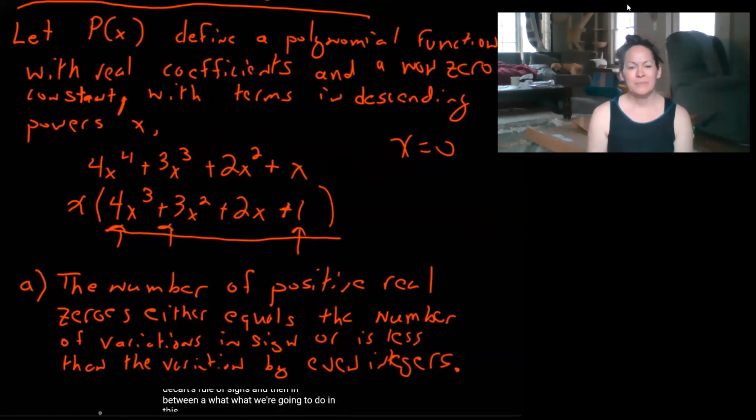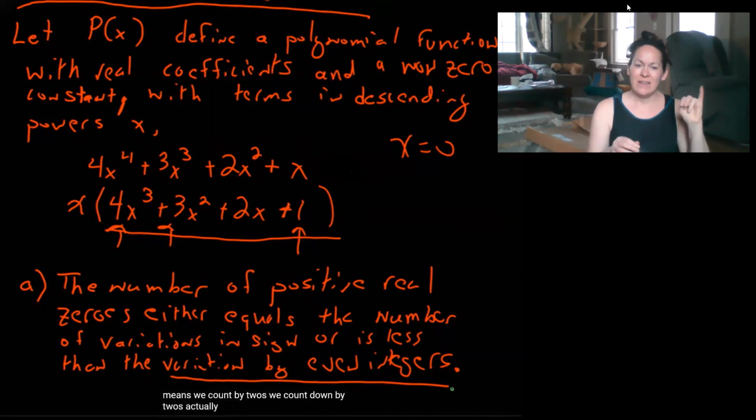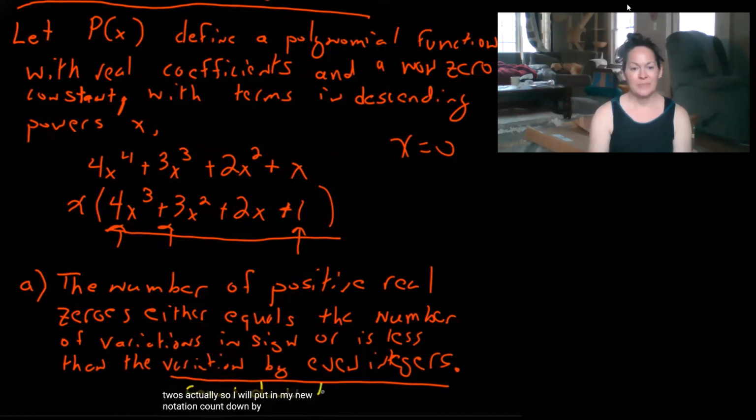What we're going to do, and this whole variation by even integers means we count by 2s. We count down by 2s, actually. So I will put in my new notation, count down by 2. And so let's see this in an example so these words can go back to what's happening.